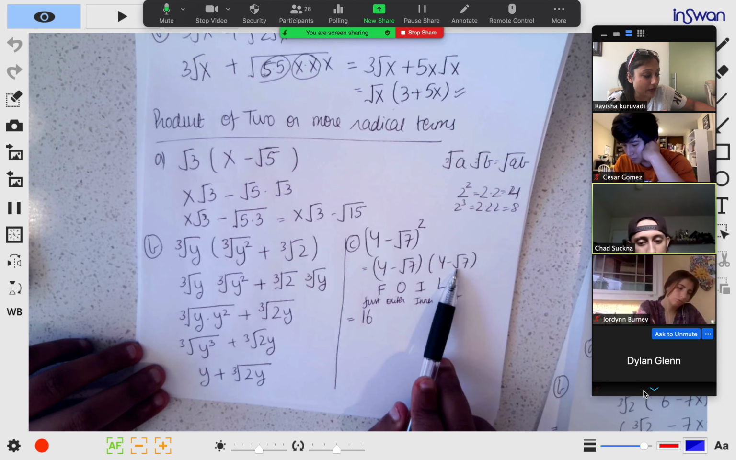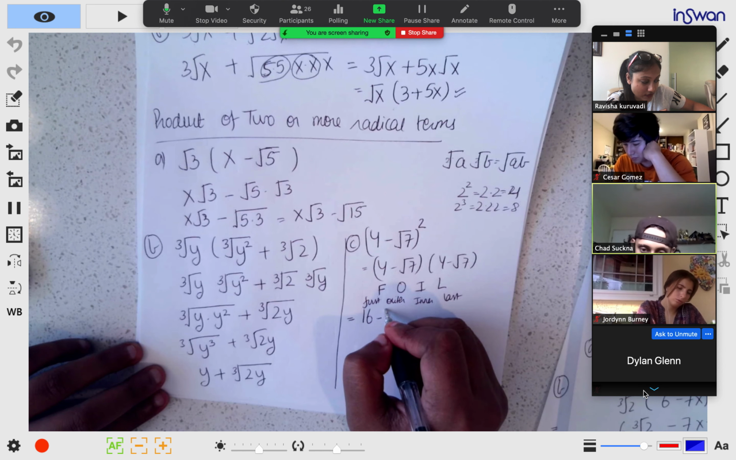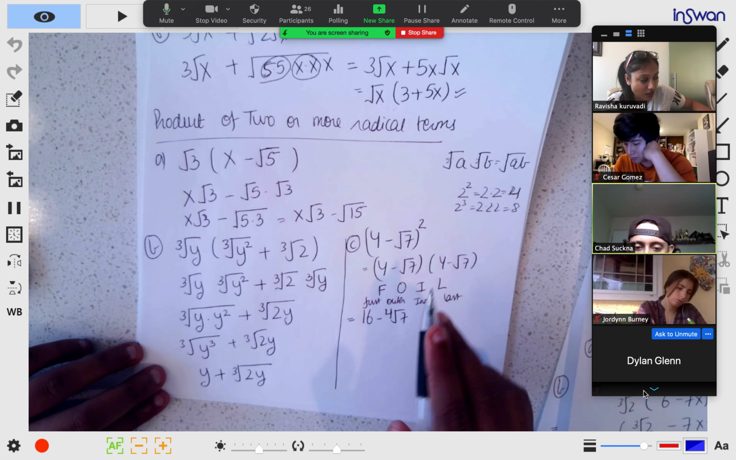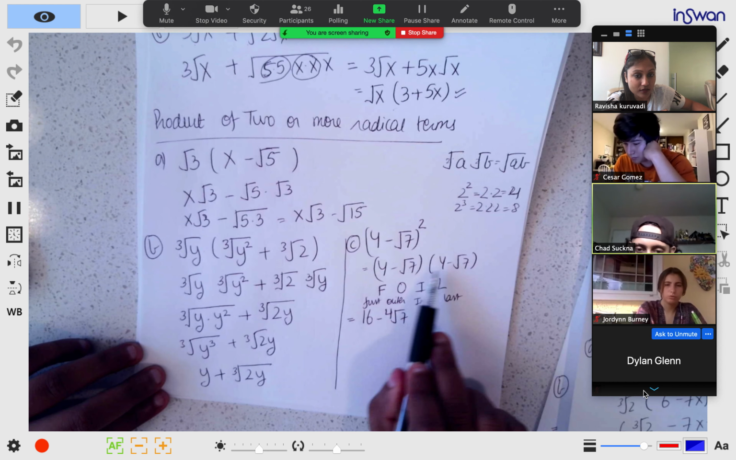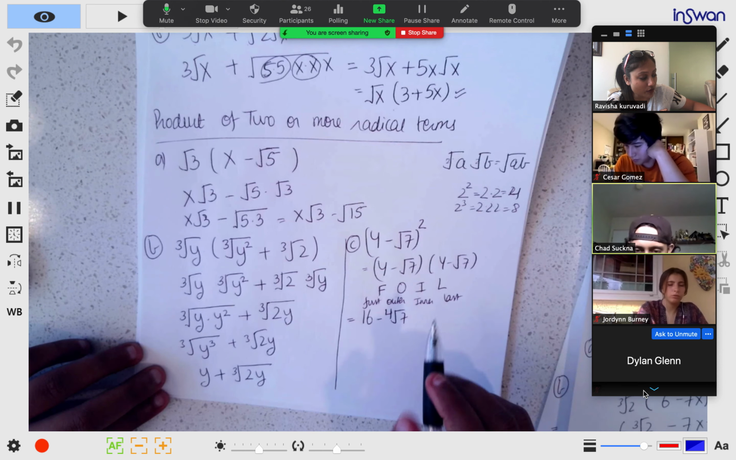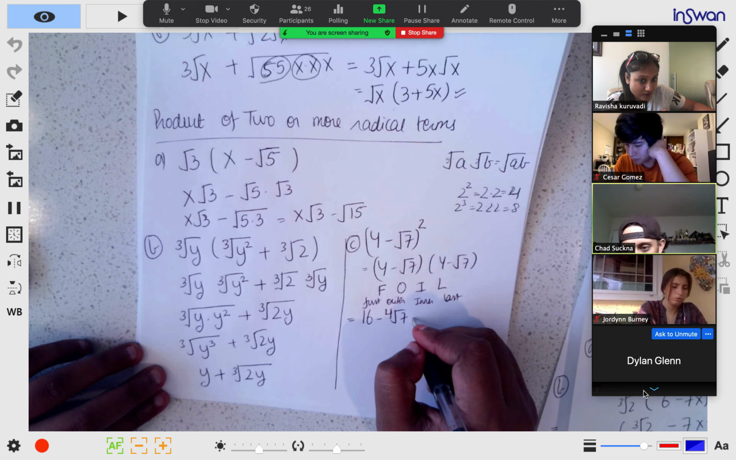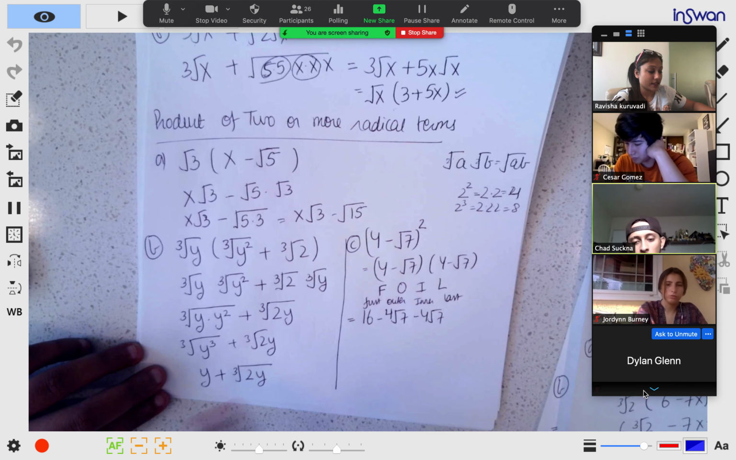When you multiply, what do you get? Negative 4 square root of 7. You're going to multiply these two, the outer ones. And when you multiply the inner ones, what do you get? It's the same thing. Negative 4 square root of 7, because it's negative square root of 7 and then 4. When you multiply, you get negative 4 square root of 7.